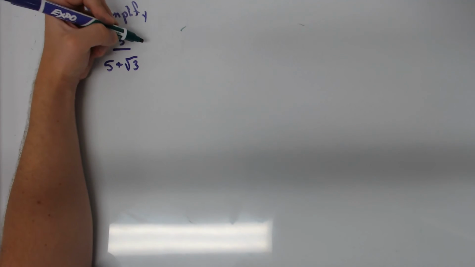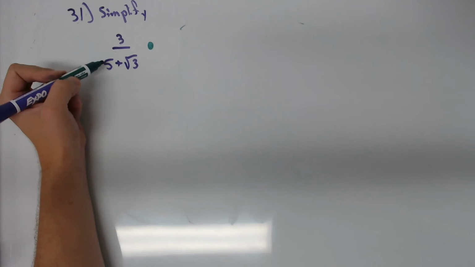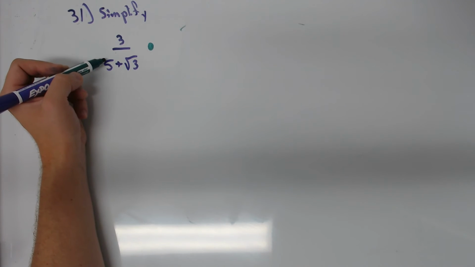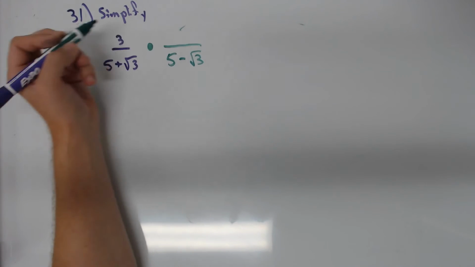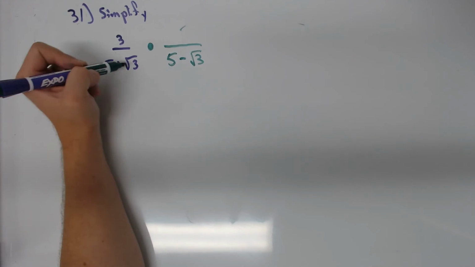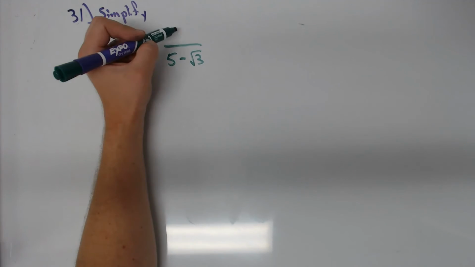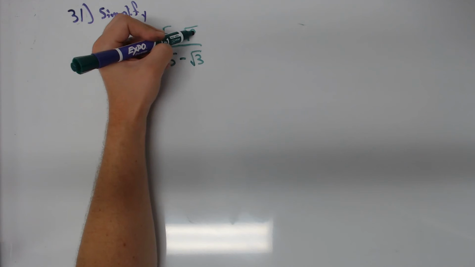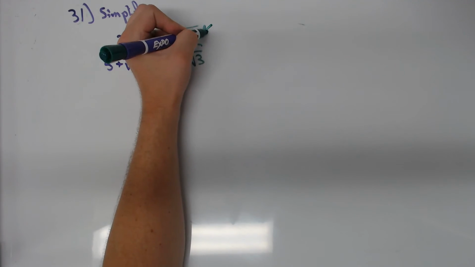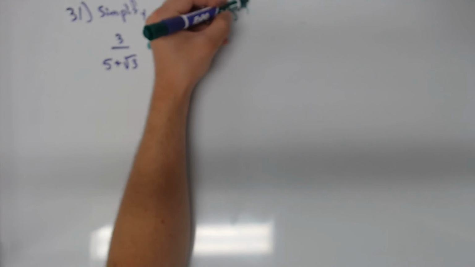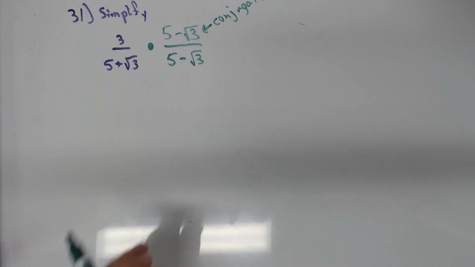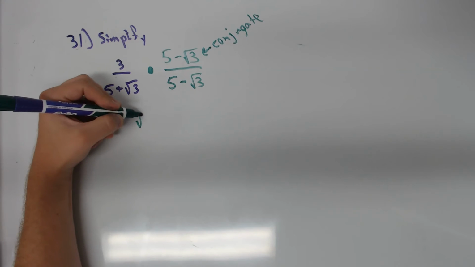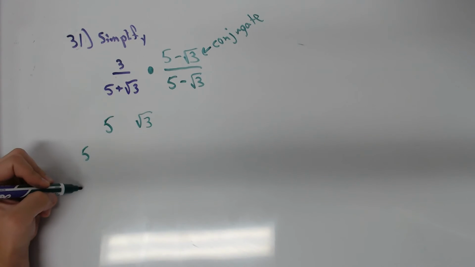Number 31 is going to make us use the conjugate. The conjugate was when you have an irrational denominator, we can multiply by basically one of the two terms, 5 or square root of 3, has to become opposite, has to get a negative. So multiply the numerator and denominator by the conjugate. And this will get us a new denominator that isn't irrational anymore. So we've got to multiply 5 plus square root of 3 by 5 minus square root of 3.